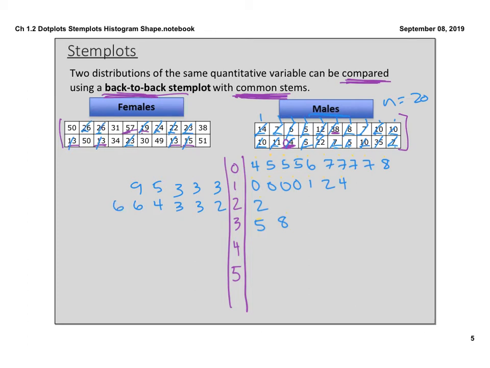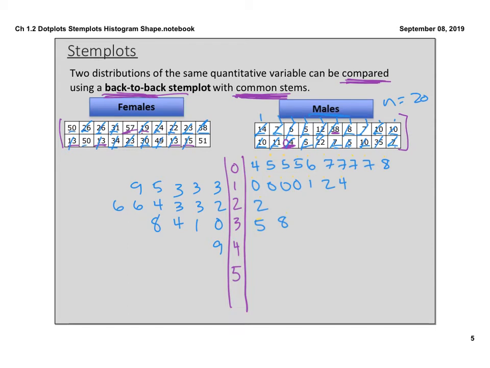26, 26. Okay. Then the 30s. If I go to the next stem, I've got a 30, a 31, a 34, and a 38. So a 0, a 1, a 4, and an 8. 1, 8, 4, 0. Okay.